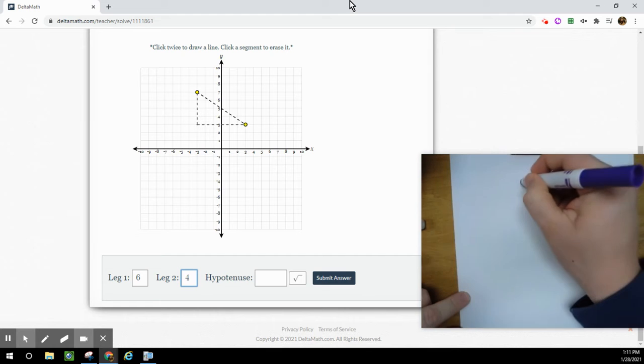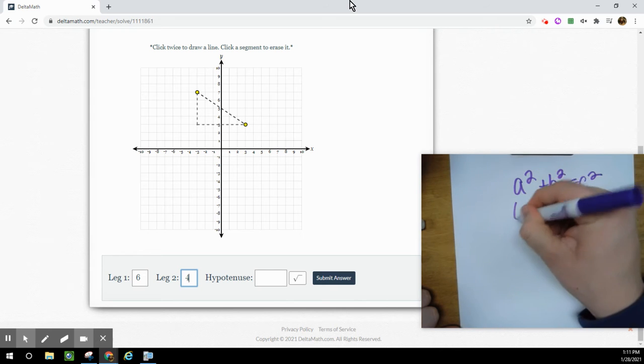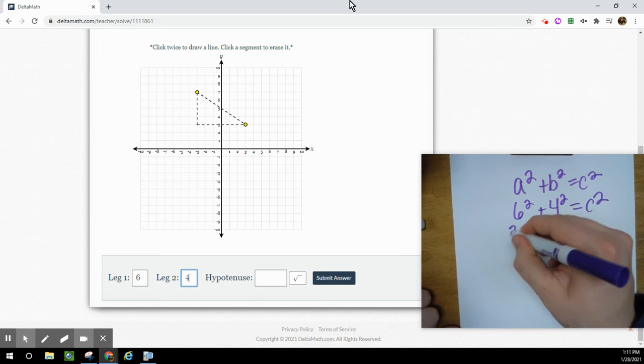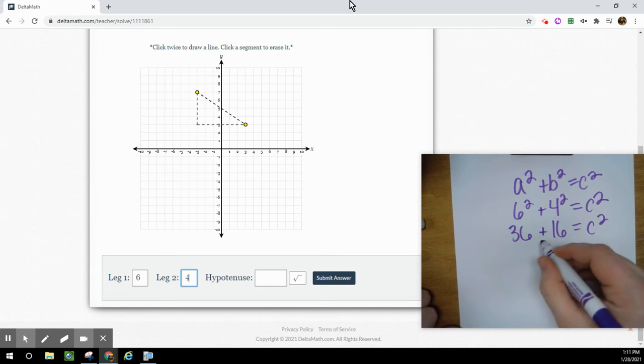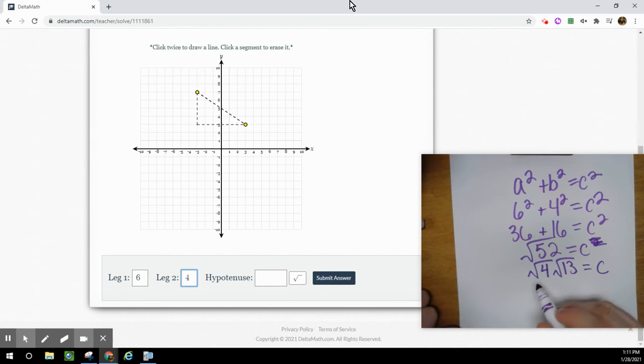So we need to use the Pythagorean theorem with that. A squared plus b squared equals c squared. 6 squared plus 4 squared equals c squared. 36 plus 16. 36 plus 16 is 52. So c is the square root of 52. That's divisible by 4. So that's 4 times 13. And the square root of 4 is 2. So that's 2 times the square root of 13.